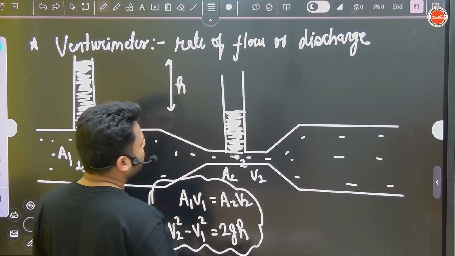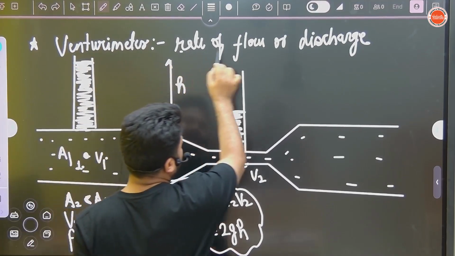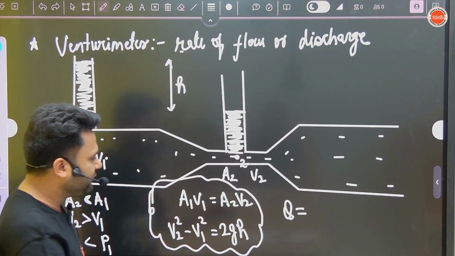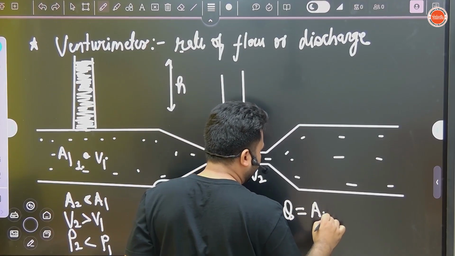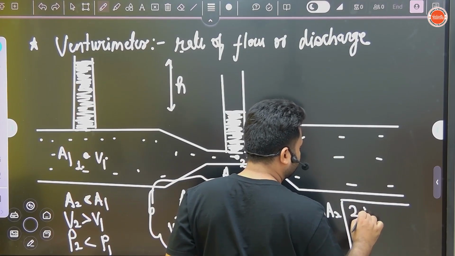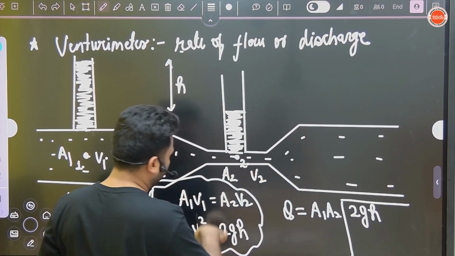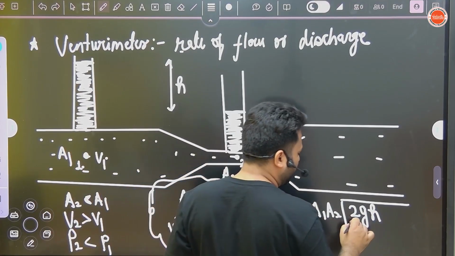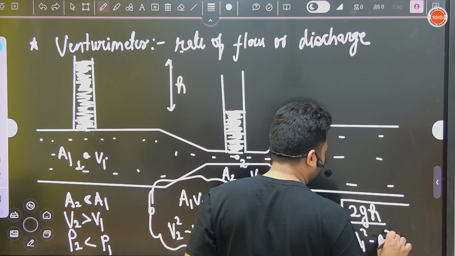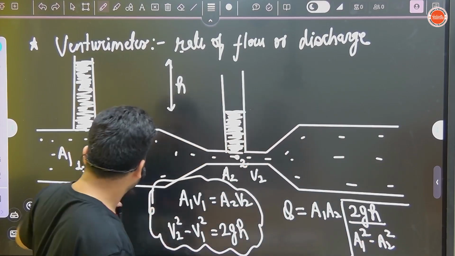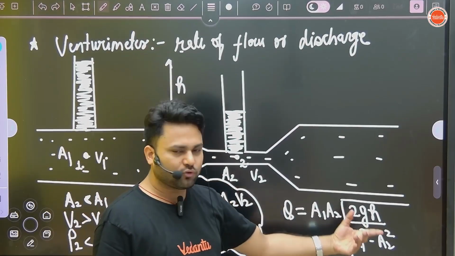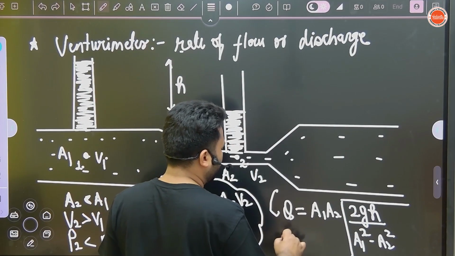One more thing they ask, because the venturimeter's task was what? To measure the rate of flow, the Q value. What do we get for Q? We get A1 A2 under root 2GH over under root A1 square minus A2 square. When you solve these 2 equations, you will get this value. Remember it, it will save your time. Everything you know: A1 is the broader area, A2 is the smaller area, H is the height difference. They ask this also directly.